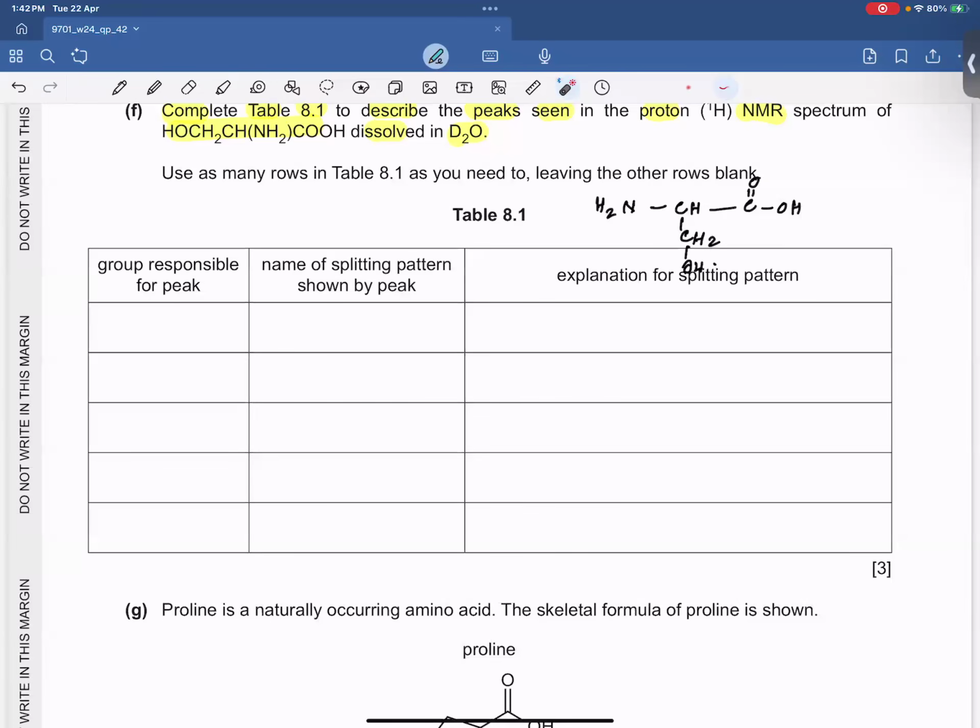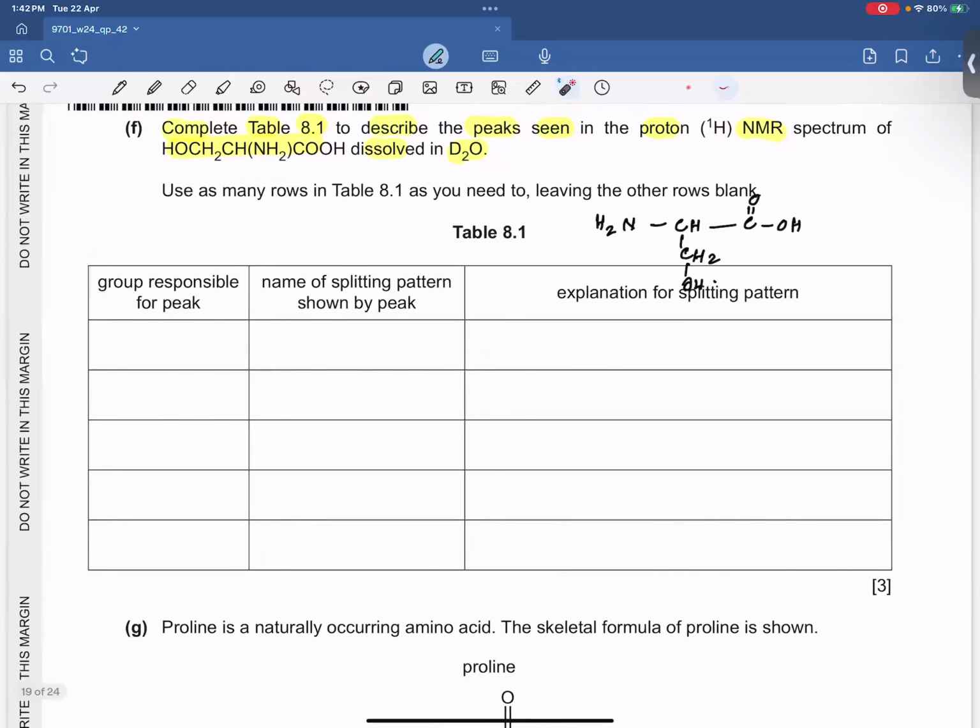Group responsible for the peak. So first of all, COOH. Name of a splitting pattern, singlet hogi. Apply n+1 rule here. So 0 plus 1, you will get 1, and that will give you singlet.